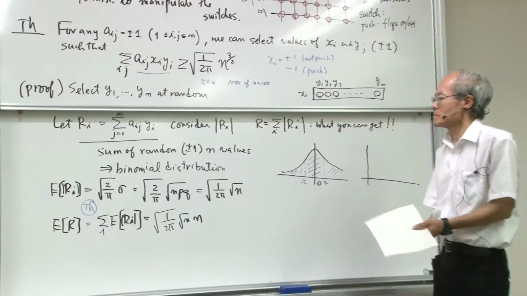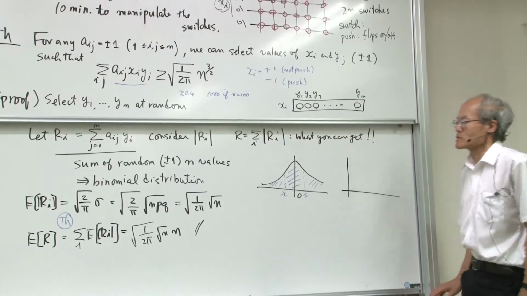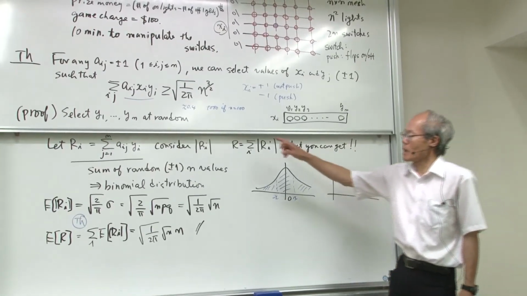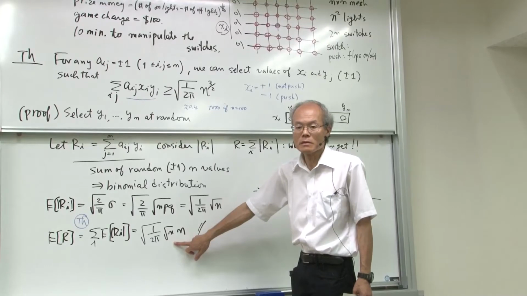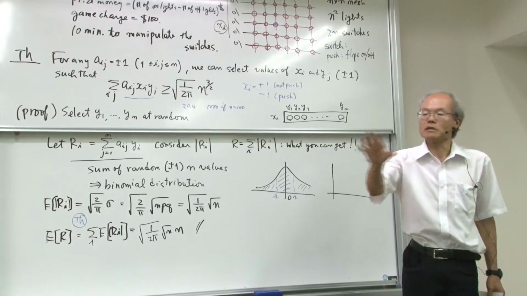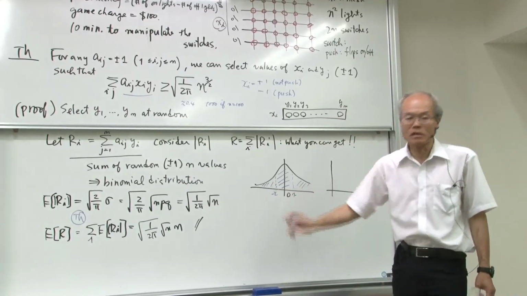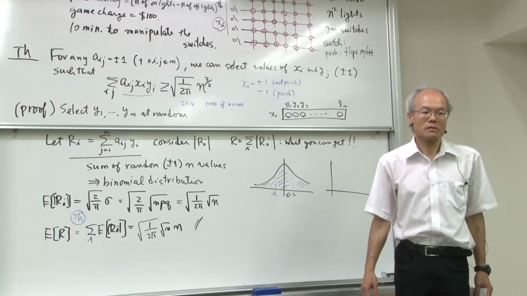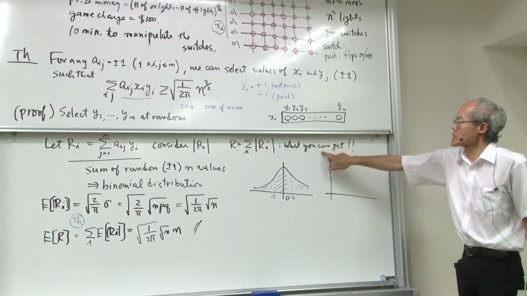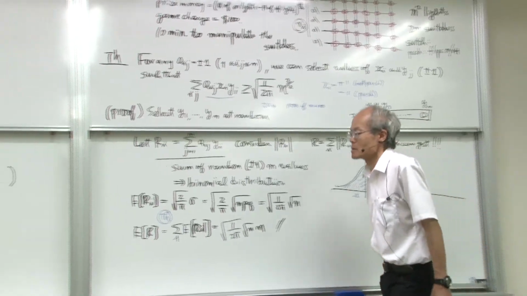Exactly this value. Okay, so we are done, because the expected value of this R is exactly this value. That means there must be a way of selecting xi and yi to achieve this value, because this is the expected value. This is a simple argument. And as I told you, this is exactly what you can get.